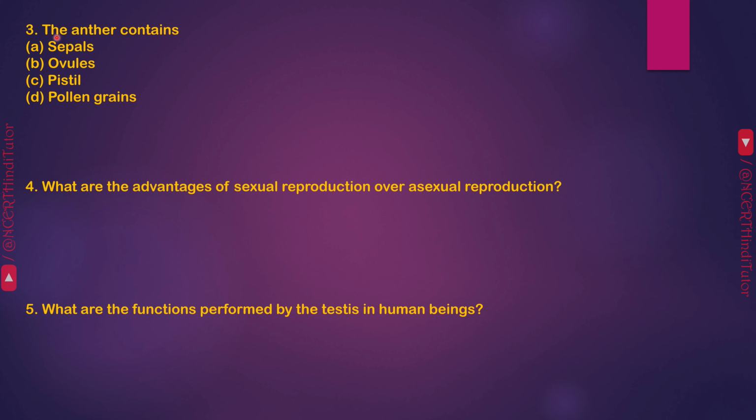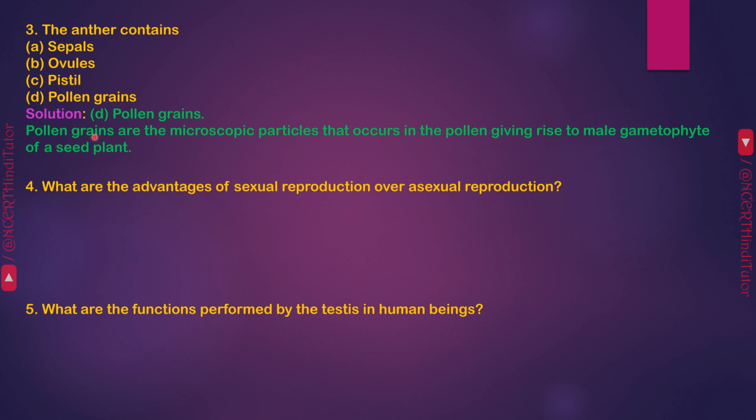Question 3. The anther contains. Answer. D. Pollen grains. Pollen grains are the microscopic particles that occur in the pollen, giving rise to the male gametophyte of a seed plant.